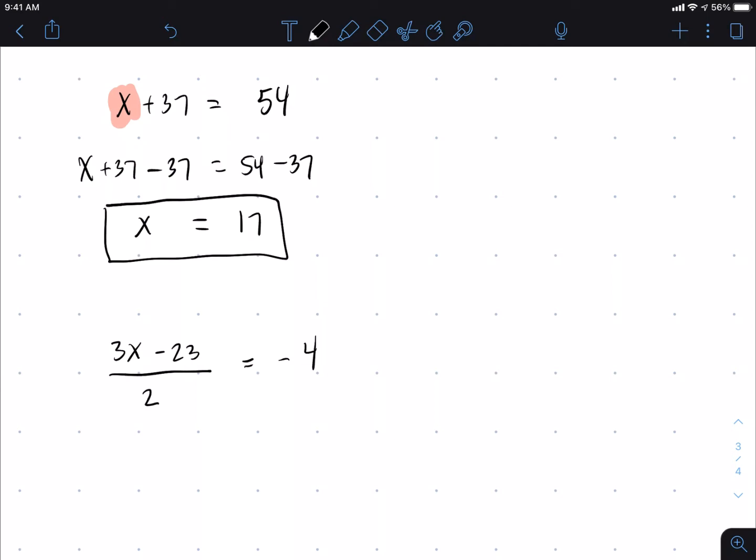Did anyone come up with something? 13? All right, let's see. 5. All right, so we have 13, we have 5. Anyone else? Are people still working?